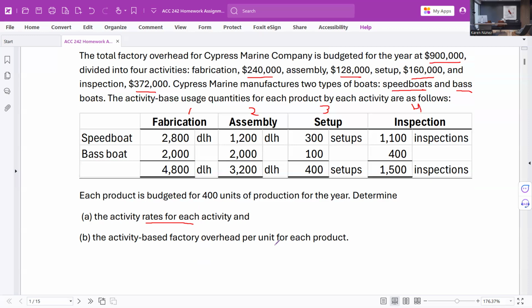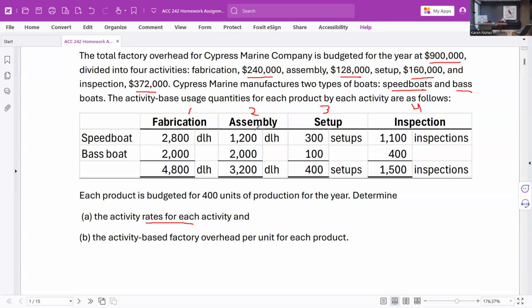Well, it doesn't matter whether it's activity-based costing or departmental rates or a single rate. The way you get a rate is always going to be the same. We want to take the cost divided by the activity. Right? So we want to take the cost for fabrication, $240,000, divided by 4,800 direct labor hours.